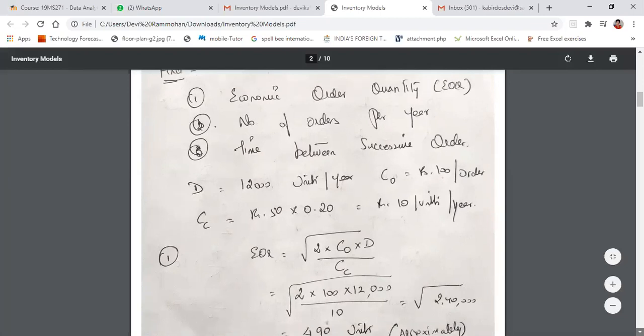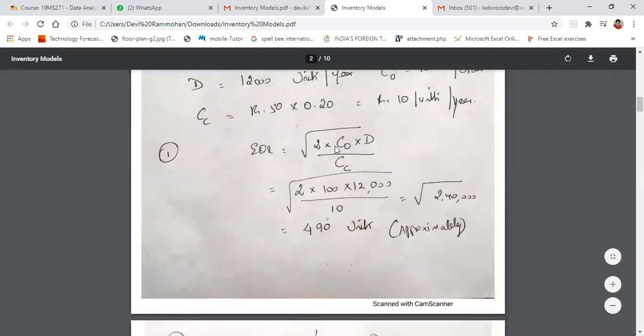So EOQ is very simple. We normally call it root of 2AB by C, or you can just put 2 into ordering cost into demand divided by the carrying cost. So 2 into 100 into 12,000 by 10, the root of 2,40,000. If you find the root value, it comes to approximately 491, so you can say approximately 490 units if you go for an EOQ model.